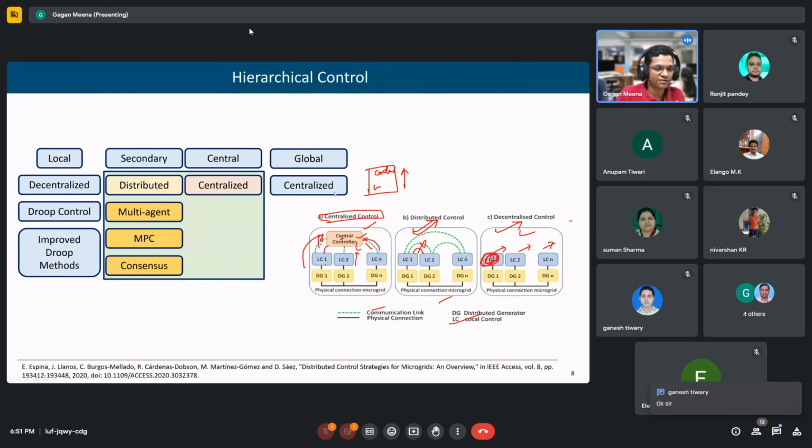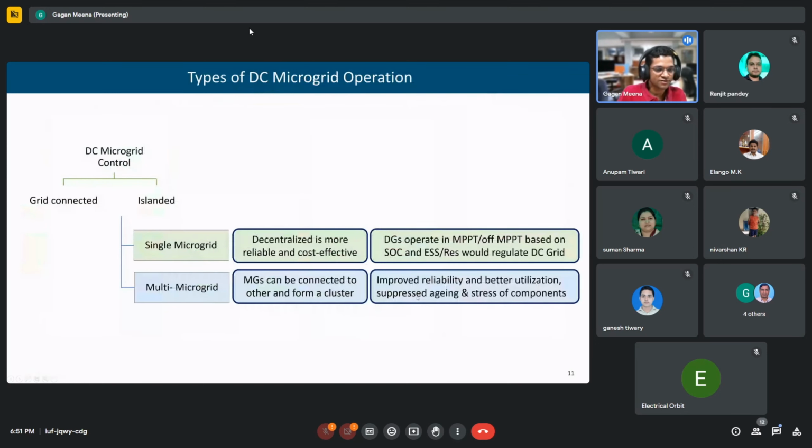But the secondary control can be distributed, because there are multiple DGs and they can communicate with each other to perform that particular task. So here we have multi microgrids. Together they form a cluster, and because of that they can interchange power between them. As a result, there can be an overall improvement in reliability, because one microgrid can supply the requirement of the other microgrid and vice versa. That is why there is improved reliability, better utilization, and suppressed aging and stress of components. It will also reduce the maintenance cost and expand the overall lifespan of the grid.